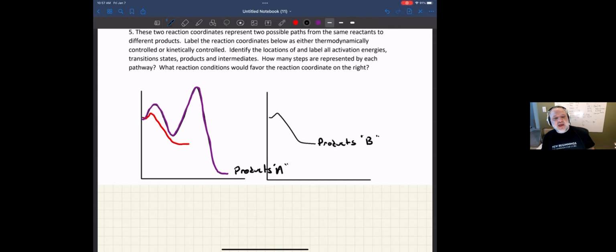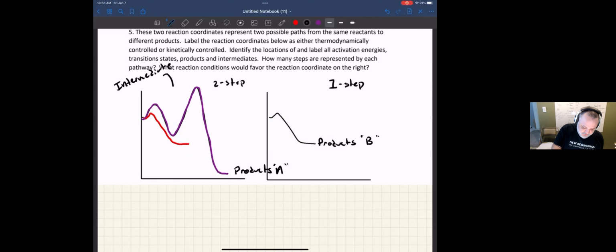Then it wants us to label intermediates. Well, intermediates only happen when there are multiple steps. This one is a one-step pathway, and this one is a two-step pathway. So there aren't intermediates in the pathway for B, but there is an intermediate for the pathway leading to A. I think I'll move that down and point at it there.